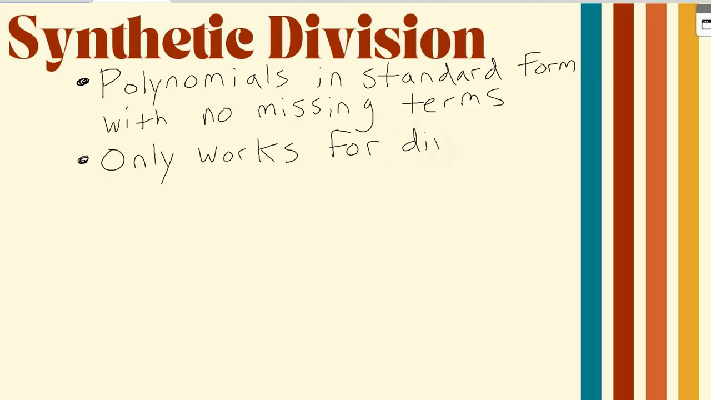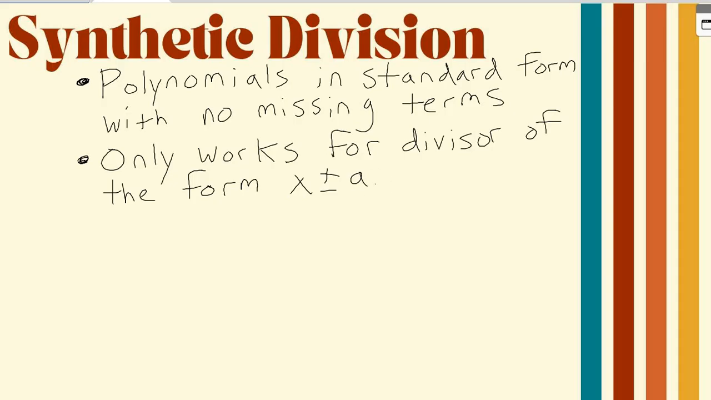for divisors. What's a divisor? What's the divisor? The dividing number. Yeah, what you're dividing by. So it's the one on the bottom if it's a fraction, or the second one if you have a division symbol. So it has to be of the form x plus or minus a.